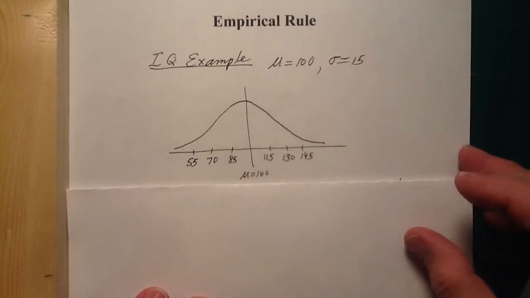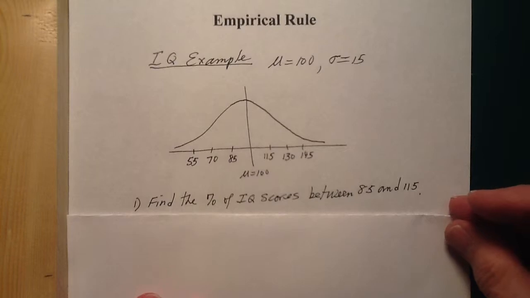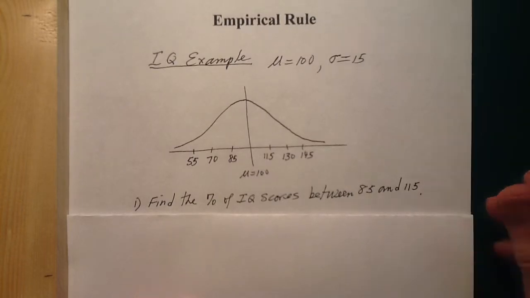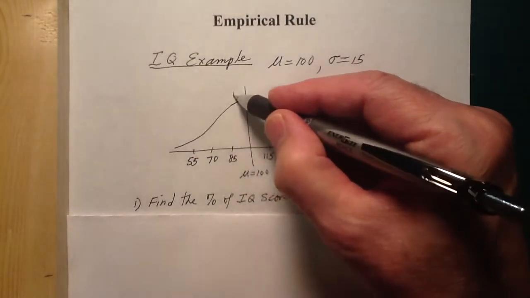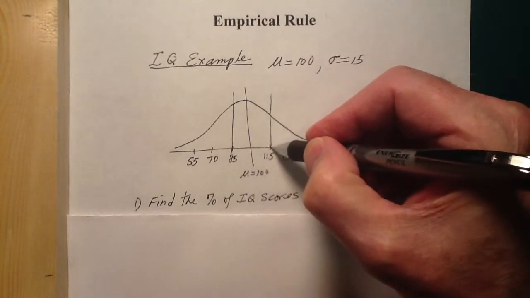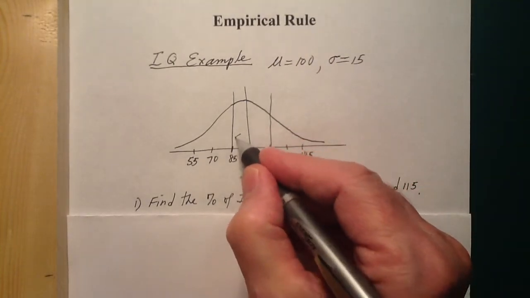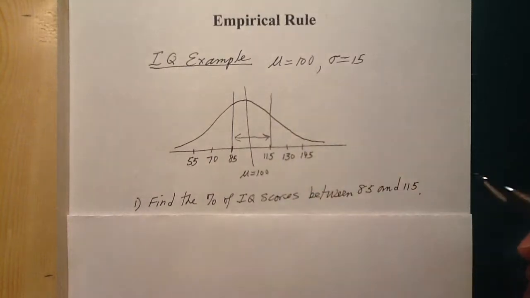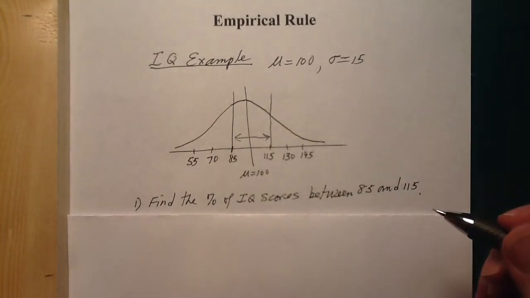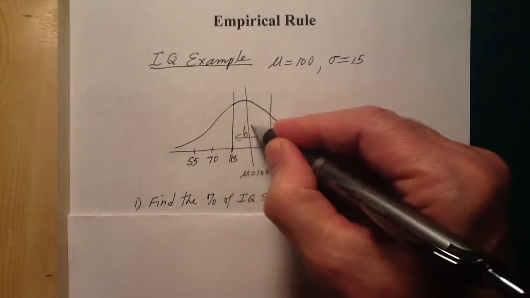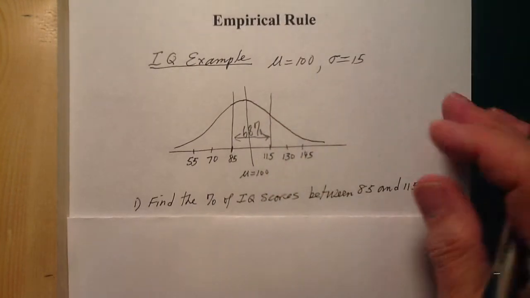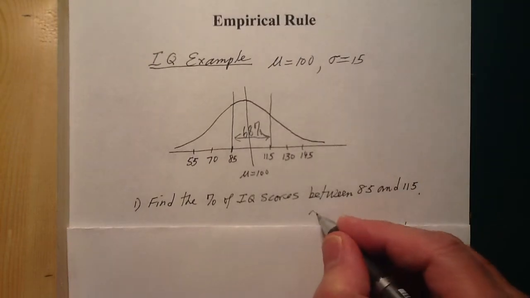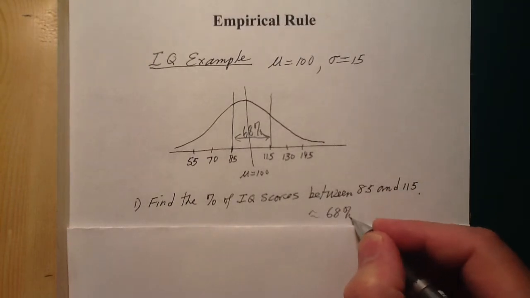Now, for our example, our first requirement is to find the percent of the IQ scores that would be between 85 and 115. What we could do is mark off on our diagram 85 to 115, and the answer to this is 68%, because that's what the empirical rule says. So for this first question, approximately 68%.